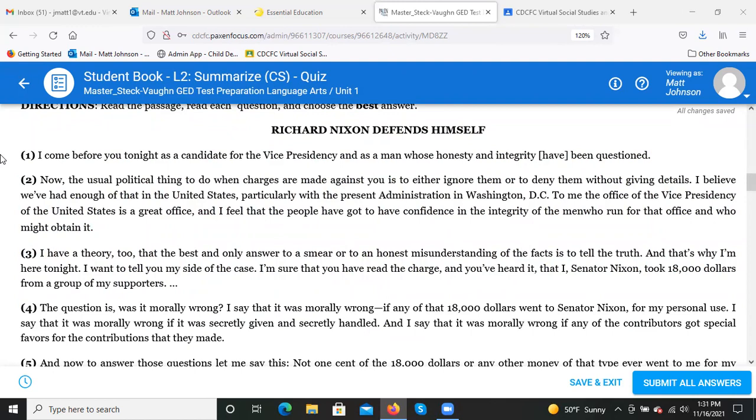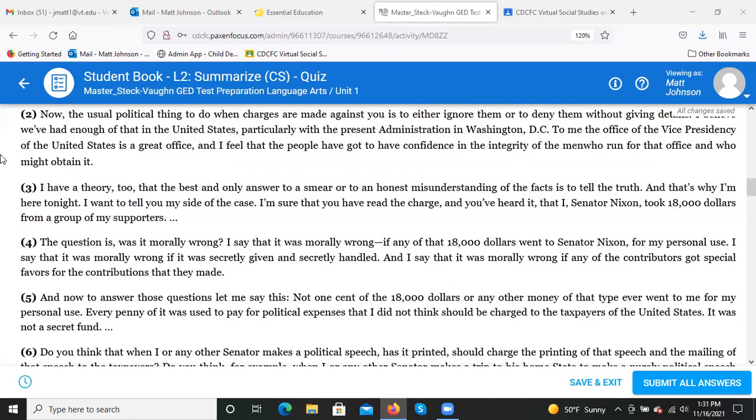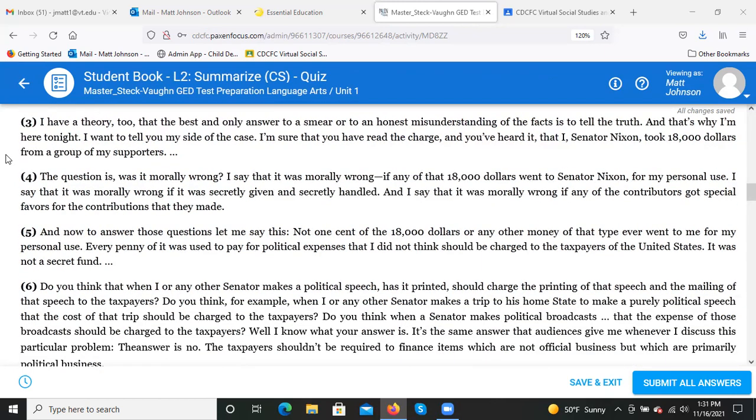I'm sure that you have read the charge and you've heard it, that I, Senator Nixon, took $18,000 from a group of my supporters. The question is, was it morally wrong? I say that it was morally wrong if any of that $18,000 went to Senator Nixon for my personal use. I say that it was morally wrong if it was secretly given and secretly handled. And I say that it was morally wrong if any of the contributors got special favors for the contribution that they made. And now to answer those questions, let me say this.